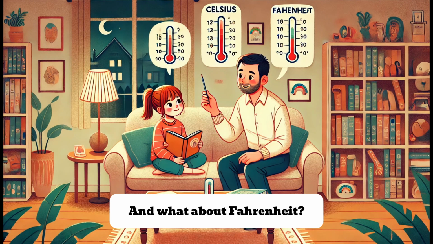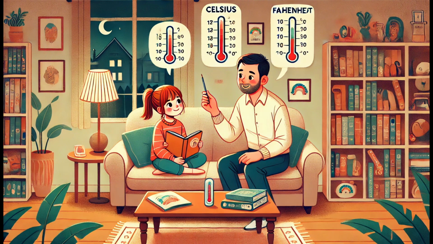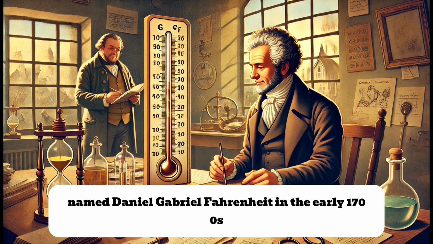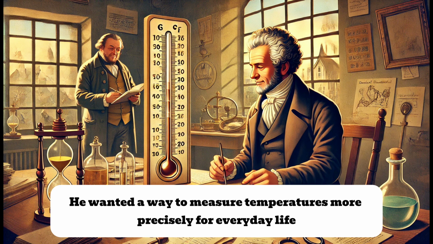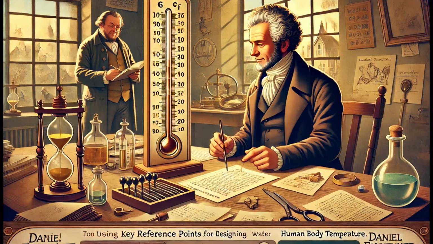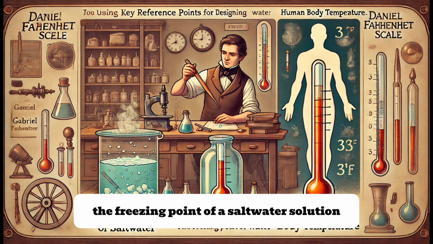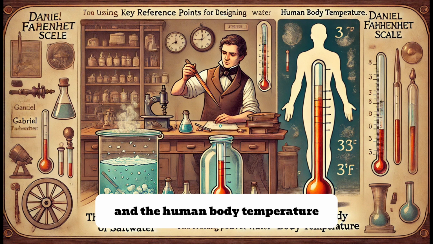And what about Fahrenheit? Why do we use that? It seems so confusing compared to Celsius. That's a great observation. The Fahrenheit scale was created by a German physicist named Daniel Gabriel Fahrenheit in the early 1700s. He wanted a way to measure temperatures more precisely for everyday life, so he used three key reference points: the freezing point of a saltwater solution, the freezing point of water, and the human body temperature.